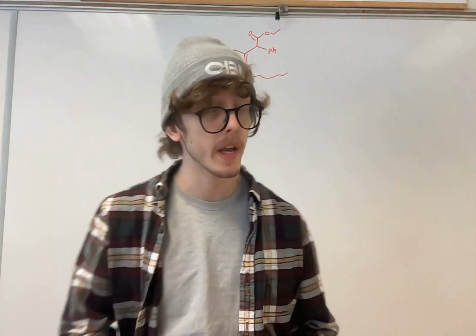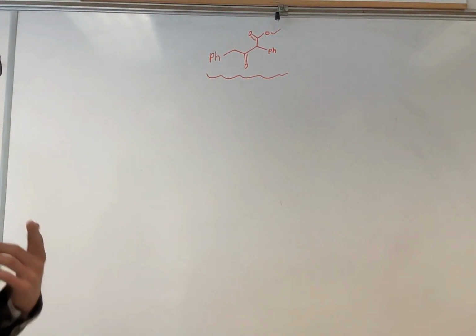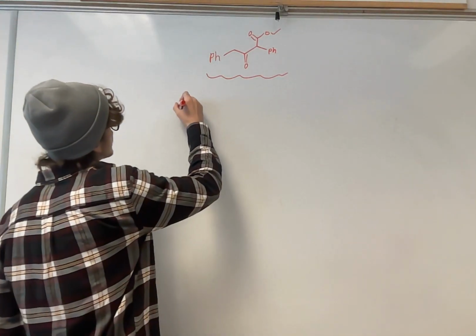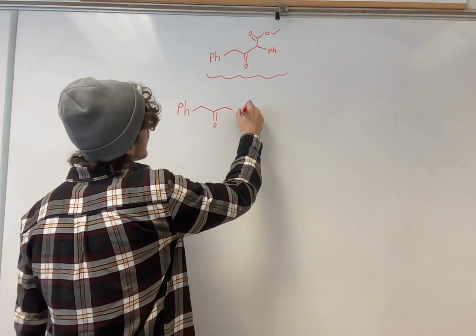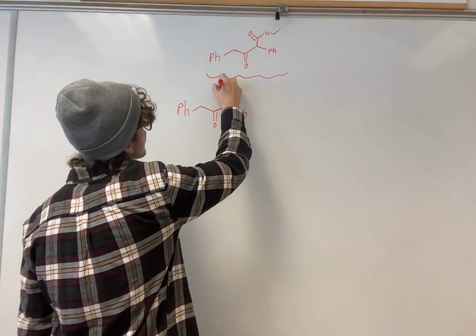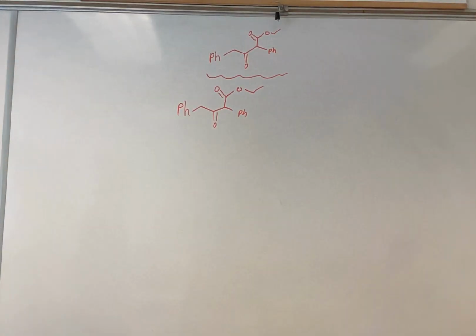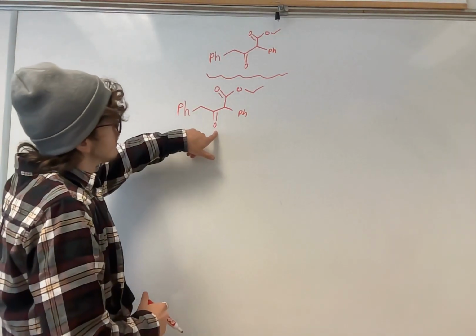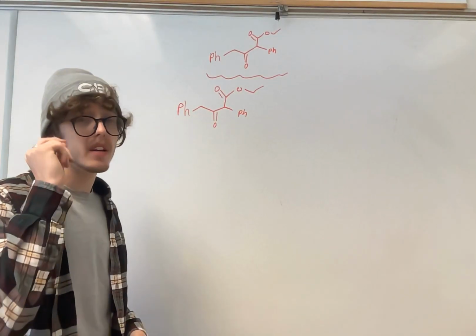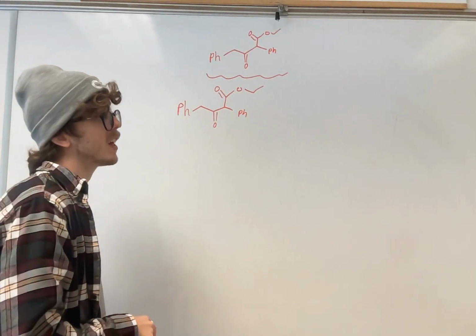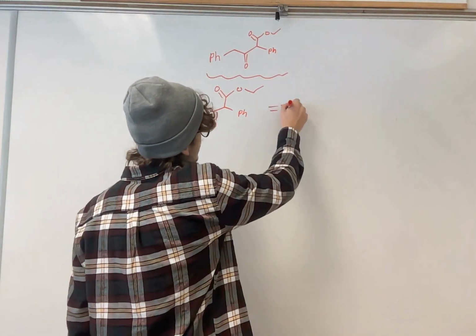Okay, so I want you to notice what our product looks like it was made from. I'm going to redraw our starting material here. We have a phenyl group, a ketone, and then we seem to also have a group here. I'm going to notice something. I have a ketone, and then I have an ester group. This to me is a signal that this was a Claisen condensation product. Why do I say this?